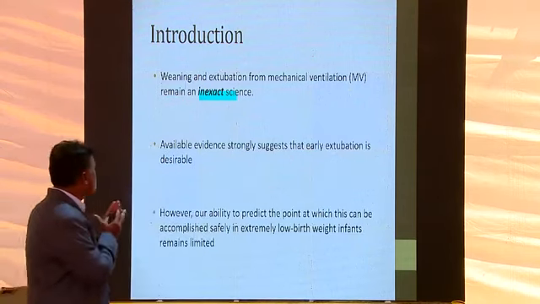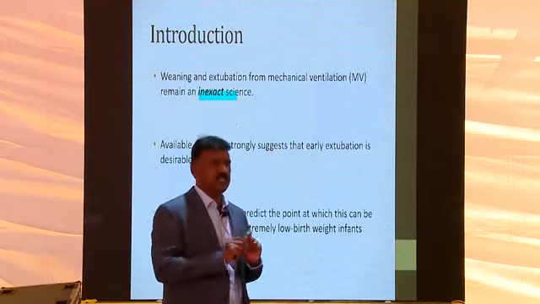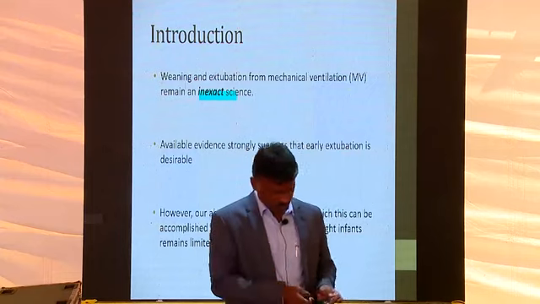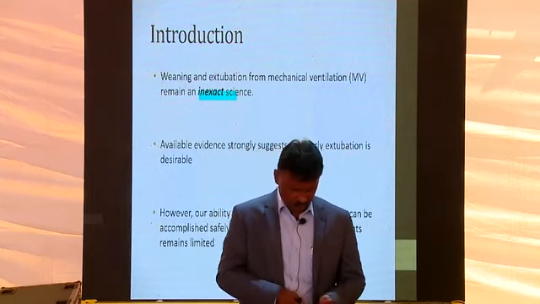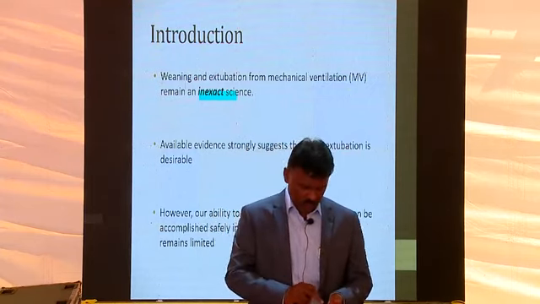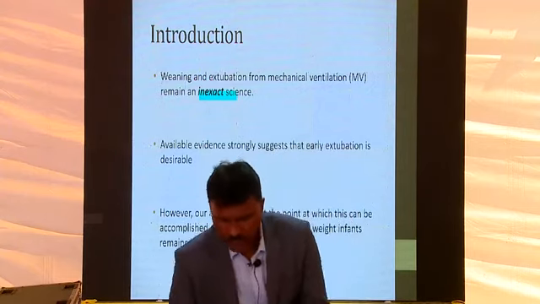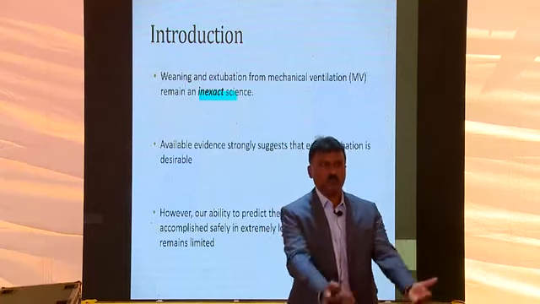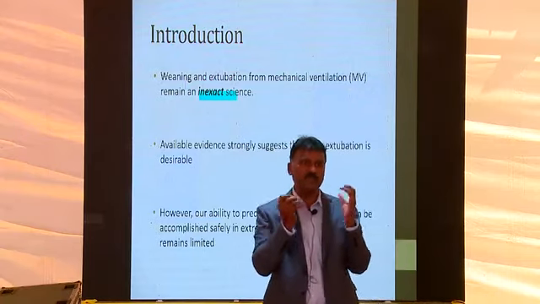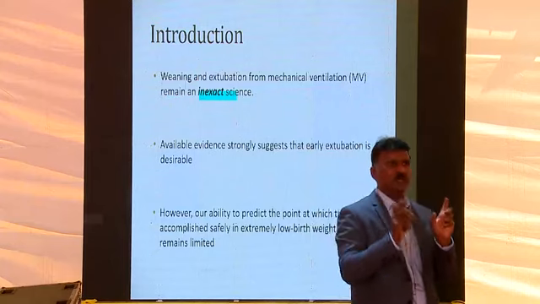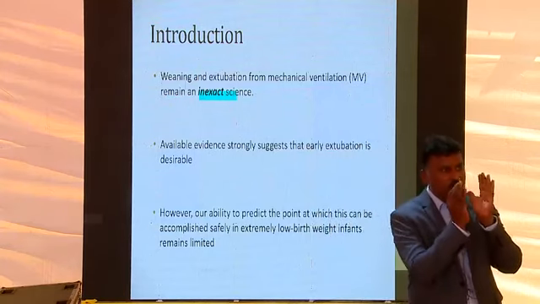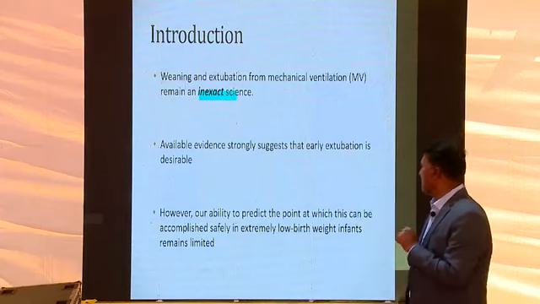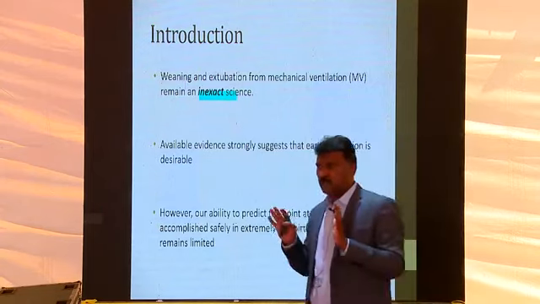Now, weaning and extubation remain an inexact science, is what I've written. What I mean by inexact is nobody knows when, how exactly should we wean. Nobody knows at what point I should take the baby out of the ventilator. When it comes to weaning the baby off conventional ventilation and deciding when exactly to extubate, we all know that early extubation is good.